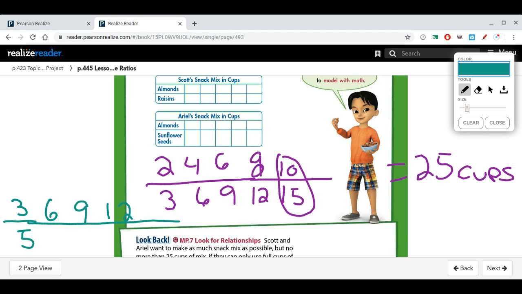So then it became 10, 15, and then 12 would be 20. And so we need to see if we can make 25. So here was 16. We add 9 and 15 together, we get 24. So that's really close to 25. And then 12 plus 20 would be 32. So she can only make 24 cups of snack mix. So Scott is able to make 25 exactly.